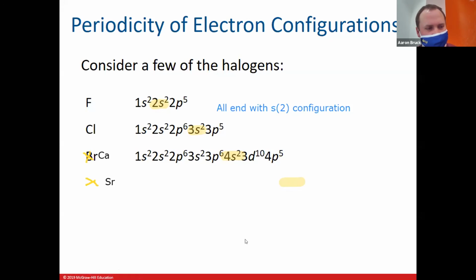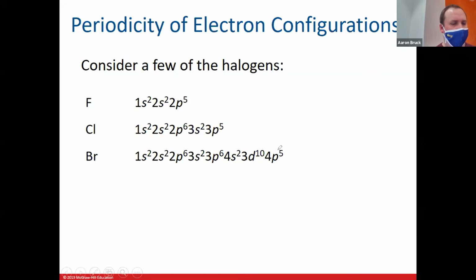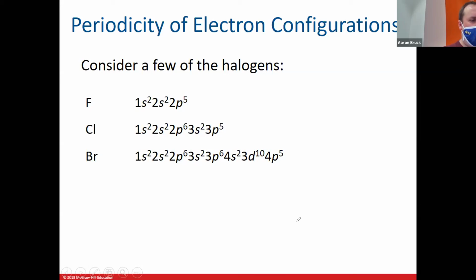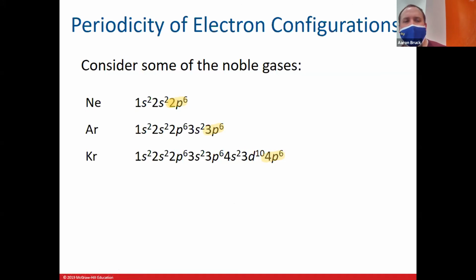Let's look at the halogens. Fluorine, chlorine, and bromine all end the same exact way. p5, p5, p5. All of the noble gases end with p6, just at different energy levels.